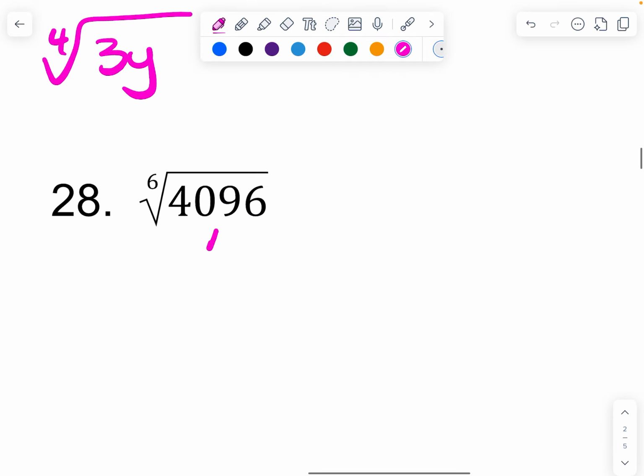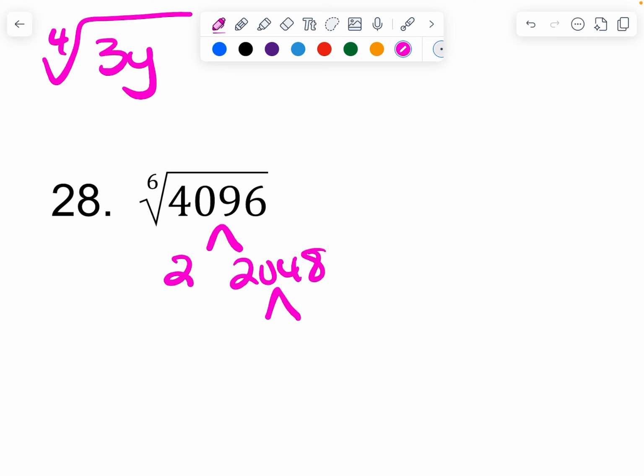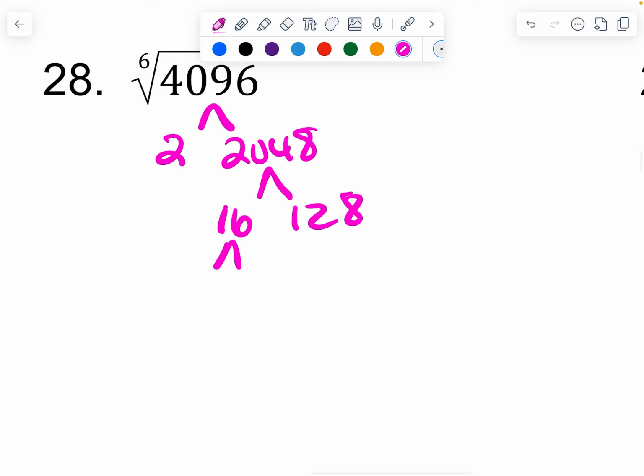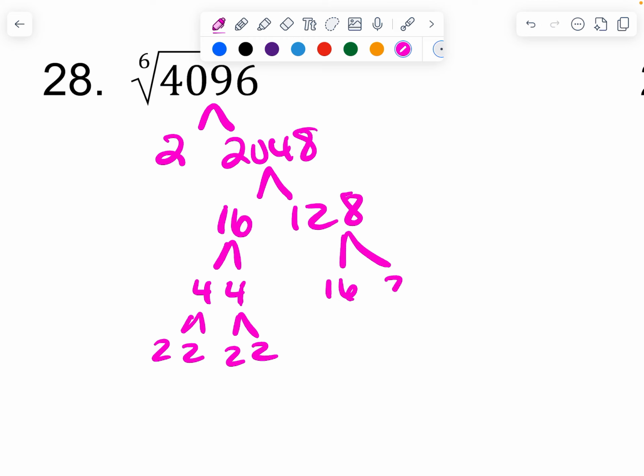This one, I know for sure 2 goes into it. 4096 divided by 2. And that'll get me 2048. Oh, I think 4 definitely goes into that. Let's try 16. Oh, 16 goes into that 128. And I just guessed, guys. So this is 4 and 4. So 2 and 2, 2 and 2. 128 divided by 16. And that's 8.